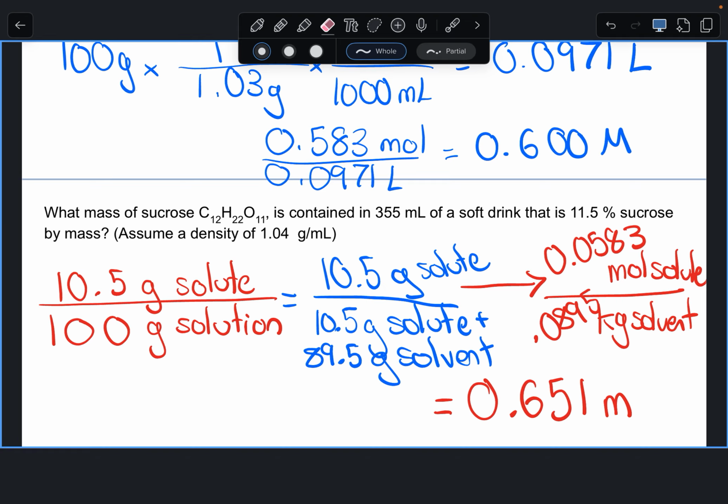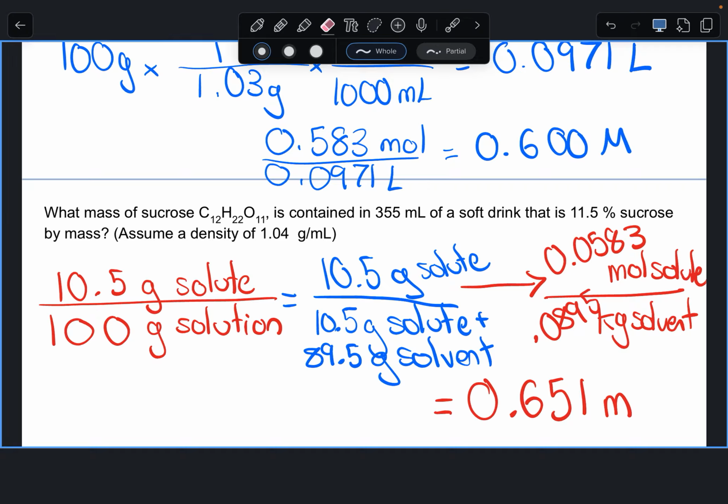Okay, so this question says, what mass of sucrose? Before we even move on, it's not asking us to calculate a concentration unit. It just wants grams of something. What mass of sucrose is contained in a particular volume if it has 11.5% sucrose? So it's giving us a concentration unit and then asking us just for individual data. It's not asking us for a new concentration unit.